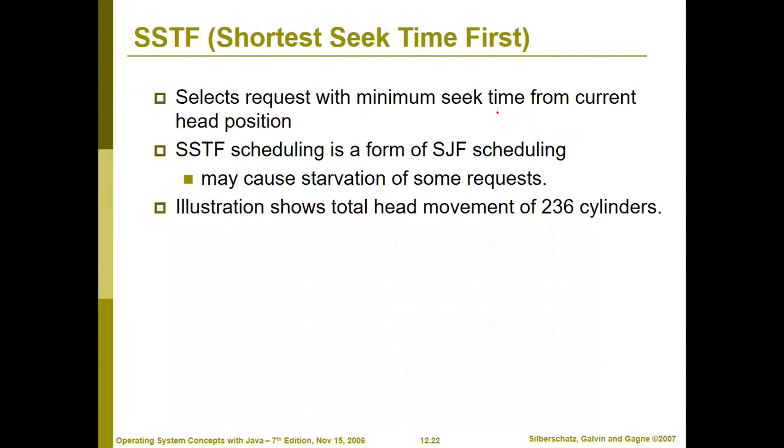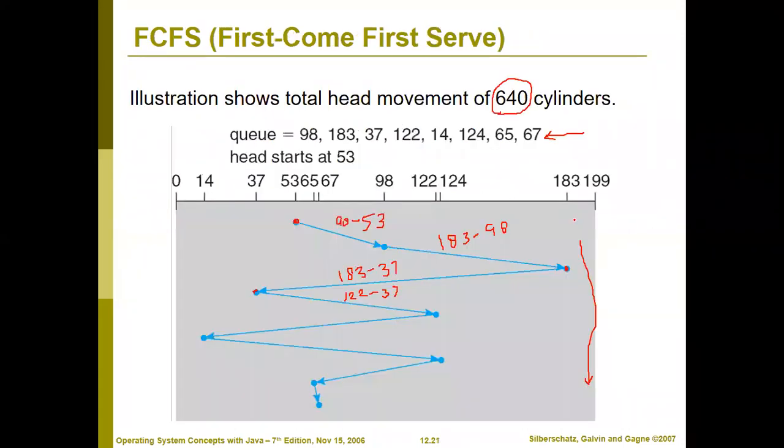Now the next one is shortest seek time first. It selects the request with minimum seek time from the current head position. SSTF scheduling is a form of SJF scheduling. It may cause starvation of some requests. The illustration shows a total head movement of 236 cylinders. Here we can manage all these things with only 236 cylinders, while in the case of FCFS, it was 640.